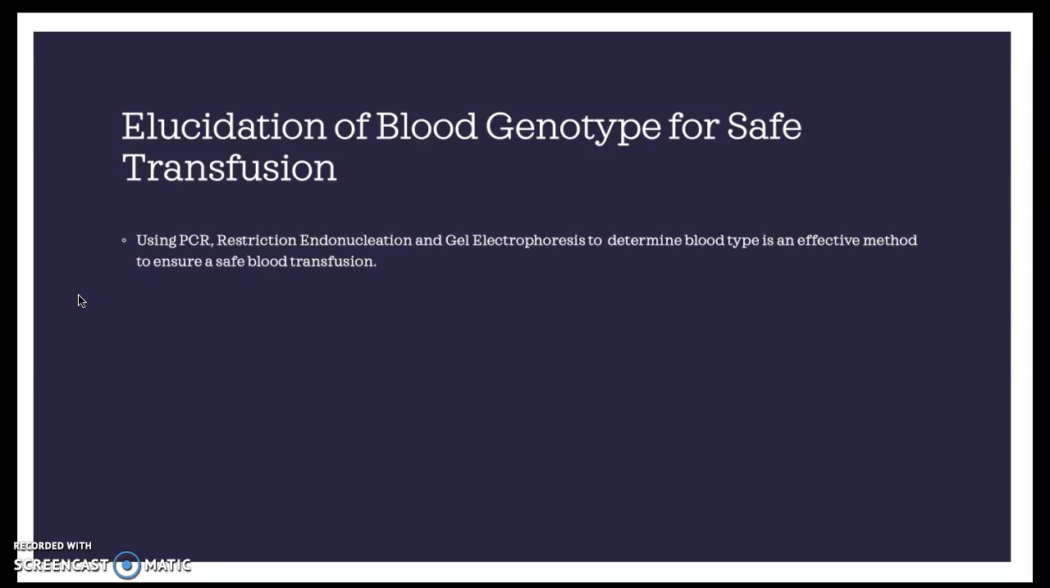So, elucidation of blood type genotype for safe transfusion. Using PCR, restriction endonucleation, and gel electrophoresis to determine blood type is an effective method to ensure safe blood transfusions, which can ultimately save lives.